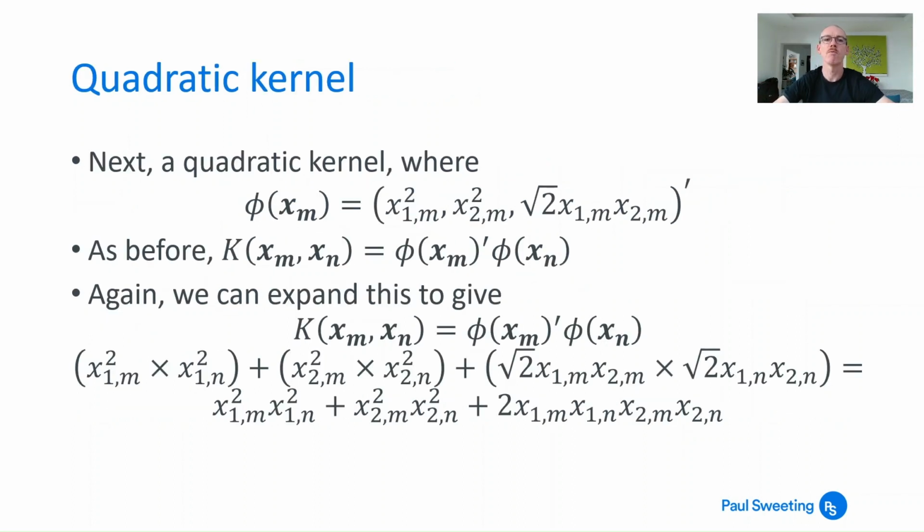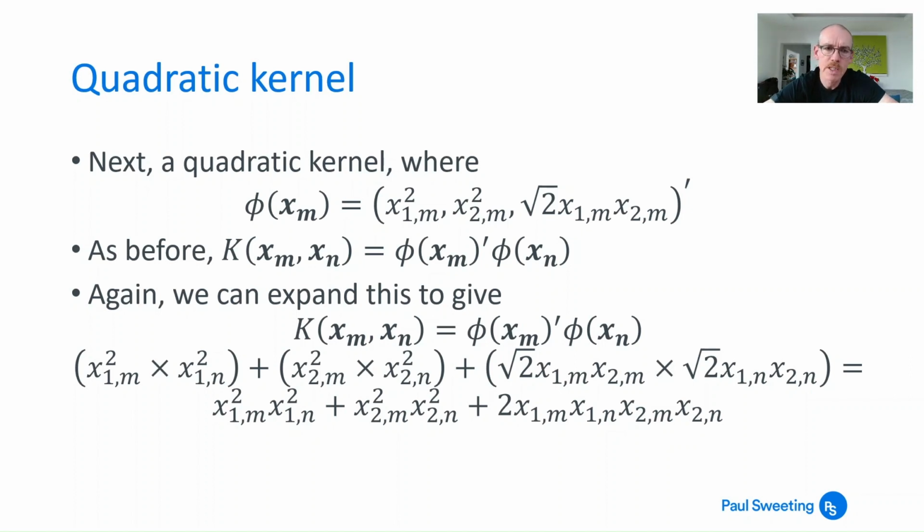So let's have a more complex kernel. This is the quadratic kernel. Now the transform here is a bit more complex. What we've got here is a transform where phi of xm is equal to (x1m squared, x2m squared, root 2 x1m x2m) transposed. So if you remember, xm is simply x1m, x2m. It's a vector with two elements. Here we've transformed it into a vector with three elements, and we're squaring each of the elements and then looking at the cross product. And then we've got this strange root 2 in there, which for reasons which will become clear.